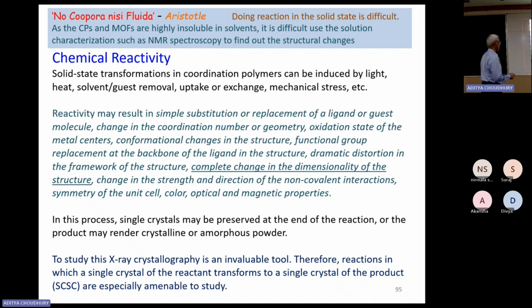There are various other ways. You can do powder XRD, or you can do solid state NMR. There are various ways of following, but the easier way is to have a single crystal at the end of the reaction. That's what we normally want, but this won't happen. But if it happens, then we call it a single crystal to single crystal reaction. Then it's easy for us to characterize.